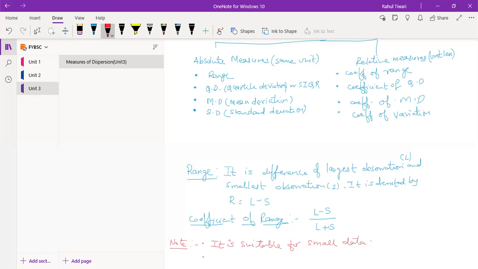Why does it fail? Because if I have something called an outlier in my data, which is very small or very large, and I'm just ignoring the rest of the observations, then that data will not be appropriate for further analysis. Okay, because my data contains extreme values.